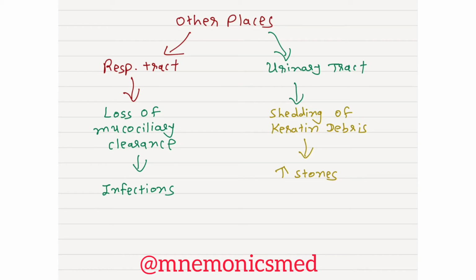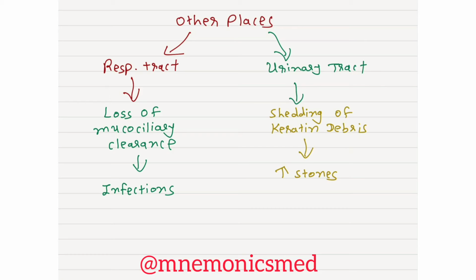In other places, such as the respiratory tract, there is loss of mucociliary clearance, so it can lead to respiratory infections. In the urinary tract, it leads to shedding of keratin debris, so it increases the risk of stones. So you have to remember this much for vitamin A deficiency.